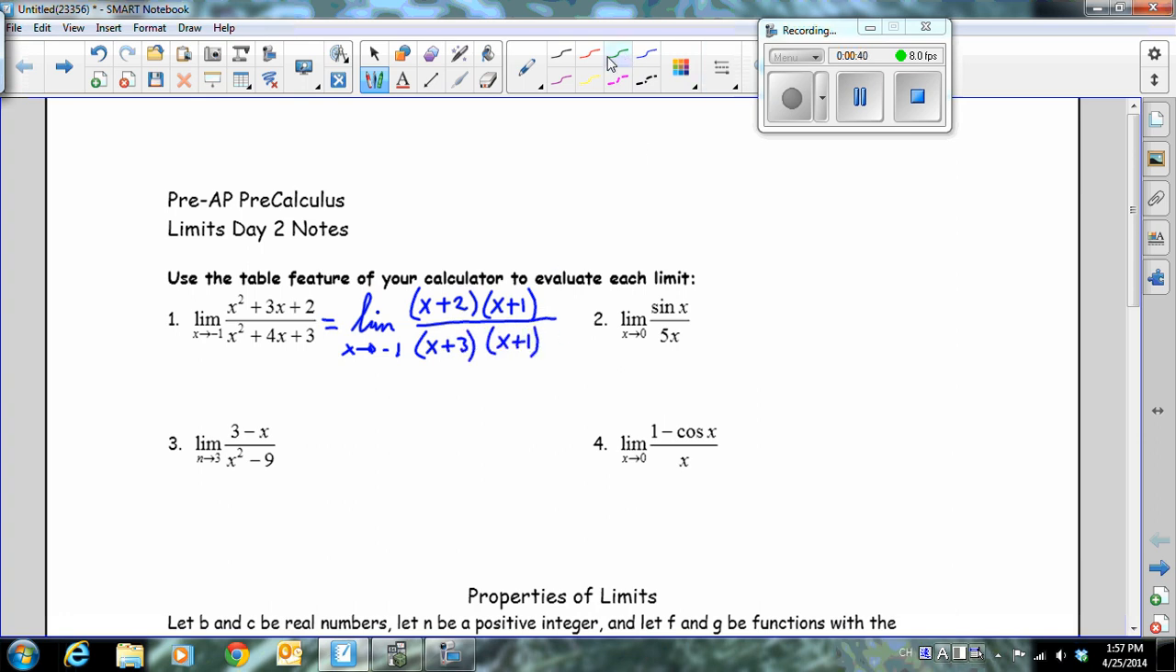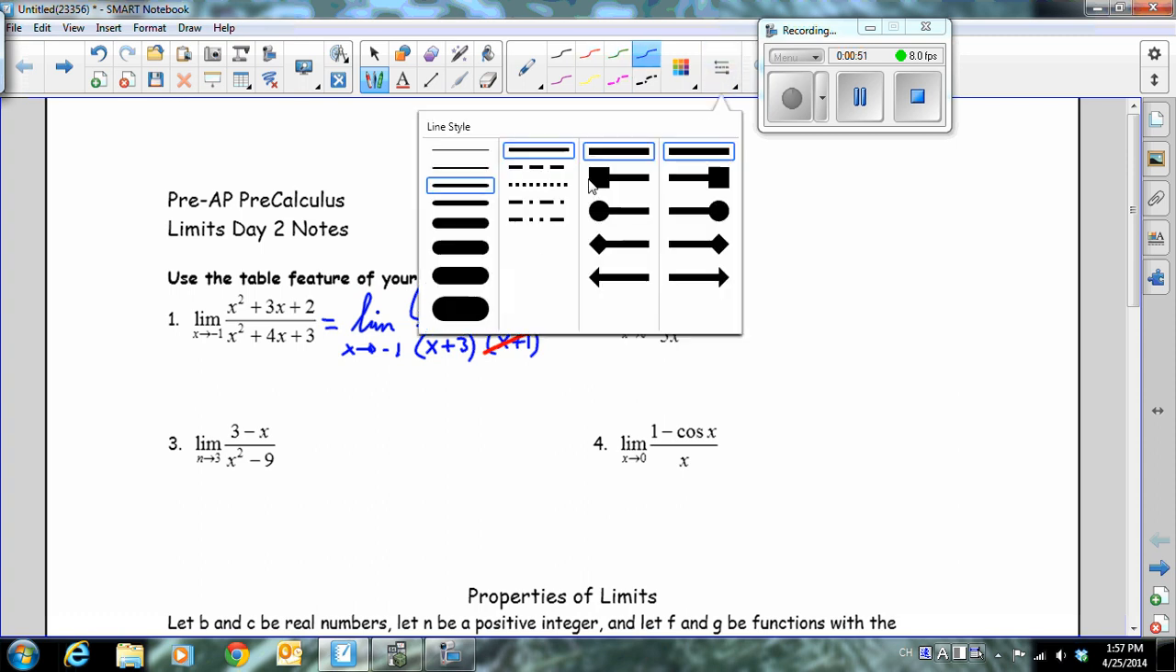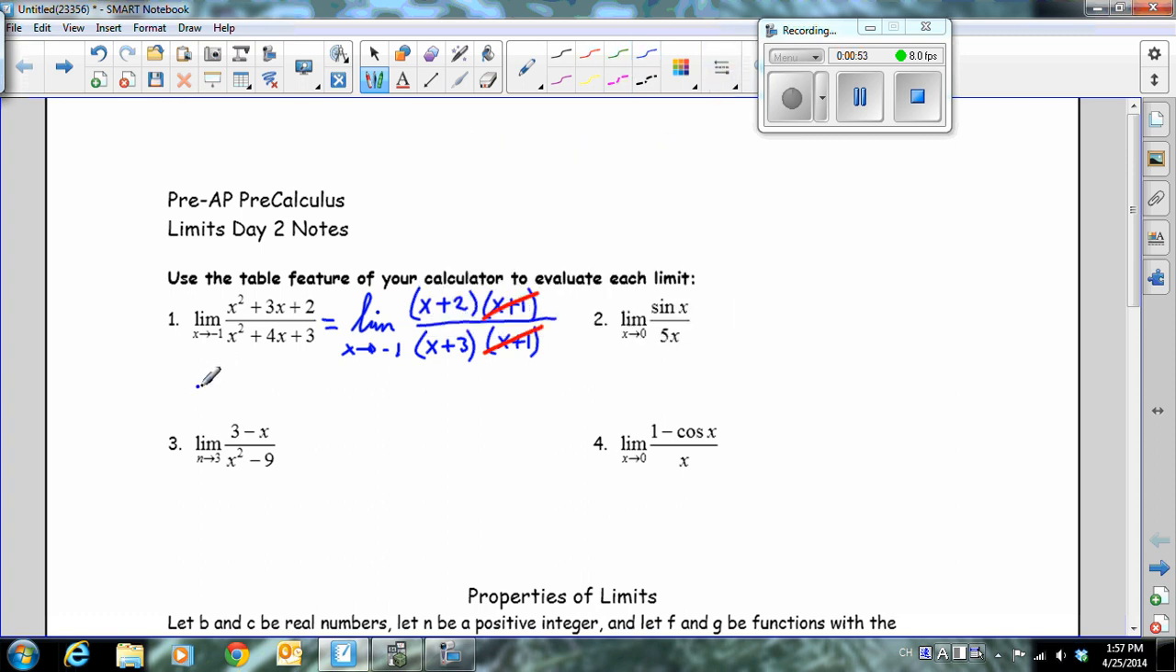At this point, I can simplify something. I can take away the x + 1 from top and bottom. Now, for the limit as x approaches -1, all I have to do is plug in -1 into the equation. If I plug in -1, I get (-1 + 2) over (-1 + 3), which is equal to 1/2. So this is the limit of the function as x approaches -1.